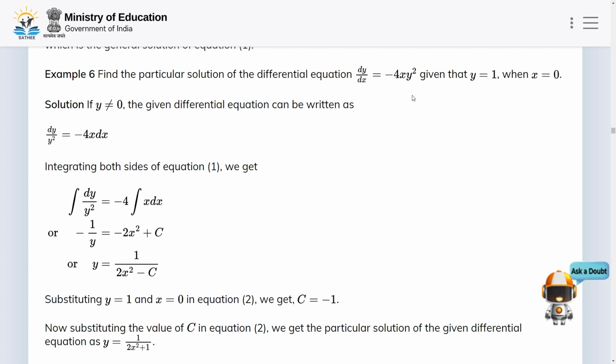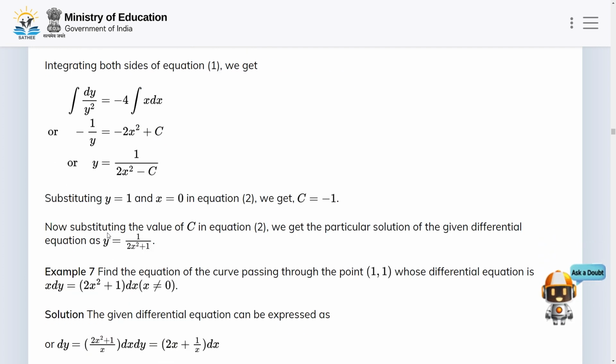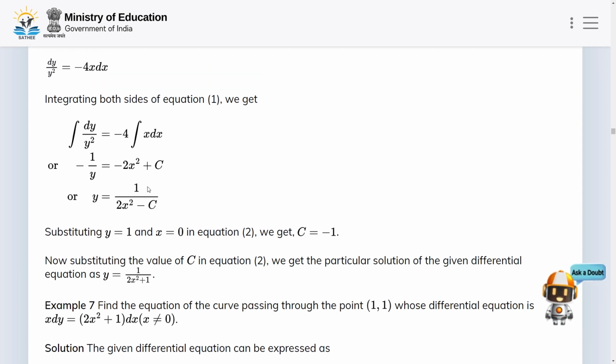Now, as you can see, this right hand side is an expression in terms of x and in terms of y. Can you separate them? Yes, you can. You can write minus 4x multiplied with y squared separately. This can be rewritten as dy by y squared is equal to minus 4x dx. Integrate both sides. You will have minus 1 by y is equal to minus 2x squared plus some constant. This means y can be rewritten as 1 by (2x squared minus c). So this will be your general solution.